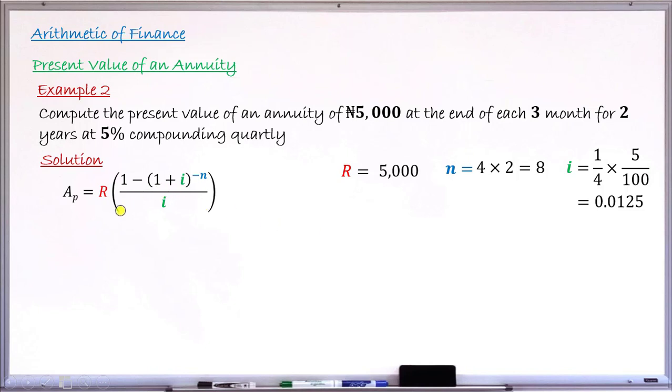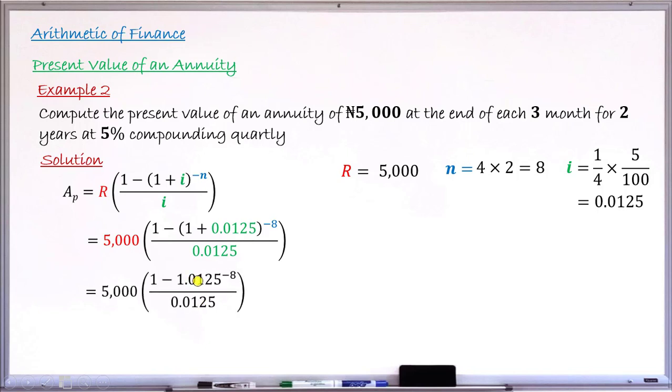So we now substitute in this very formula. The present value of this annuity will be equal to 5,000 multiplied by an open bracket. Inside the bracket, you have 1 minus, as the numerator, another bracket open, 1 plus 0.0125. This is your i. And that small bracket is raised to the power of minus 8. So 8 is your n, all over 0.0125. This is your i. So I continue. What I'm going to do is the addition inside the bracket: 1 plus 0.0125. That gives 1.0125, and that value raised to the power of minus 8.